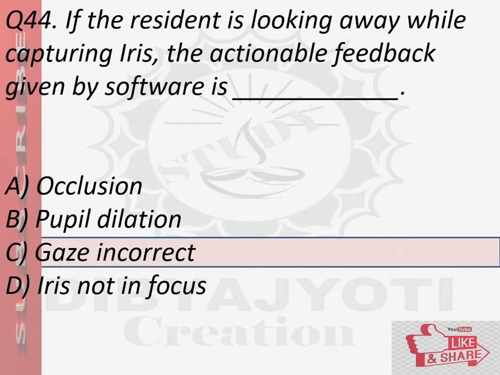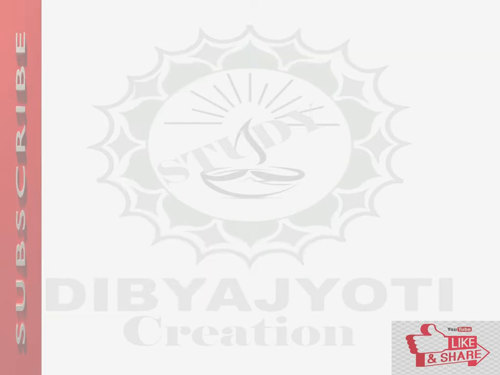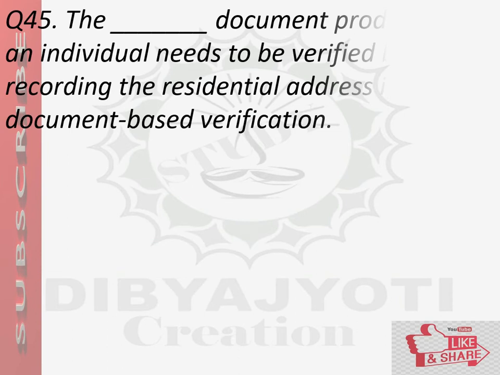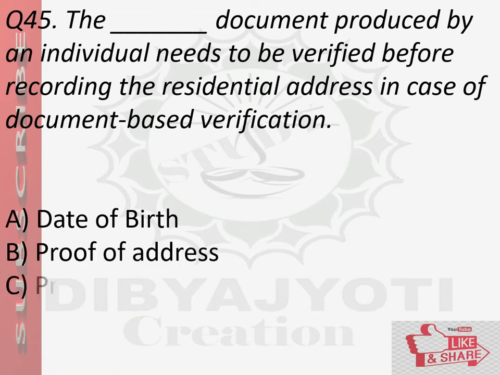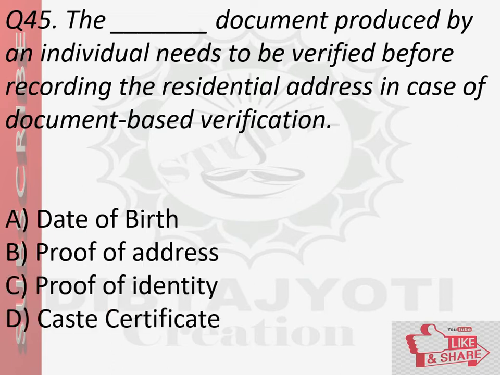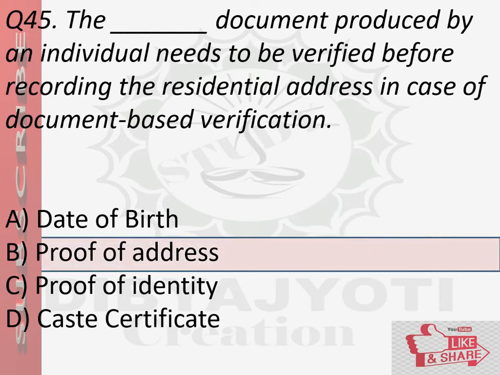Gaze incorrect. Then next, the dash document produced by an individual needs to be verified before recording the residential address in case of document based verification. Options are option A, date of birth, option B, proof of address, option C, proof of identity, option D, caste certificate, and answer is option B, proof of address.